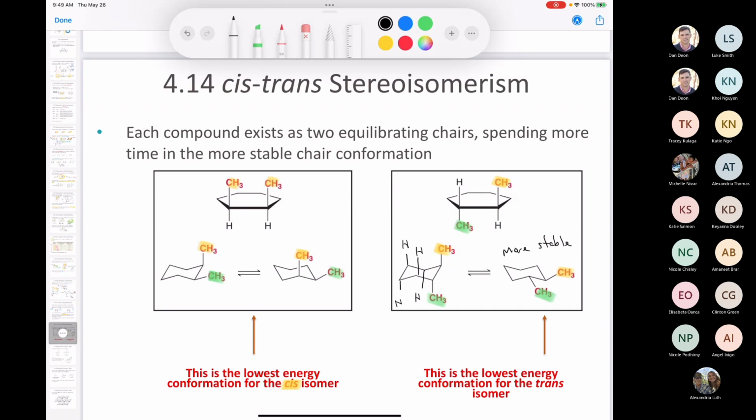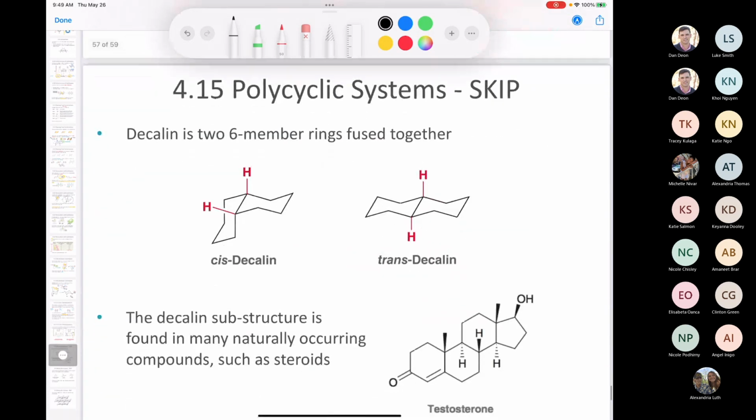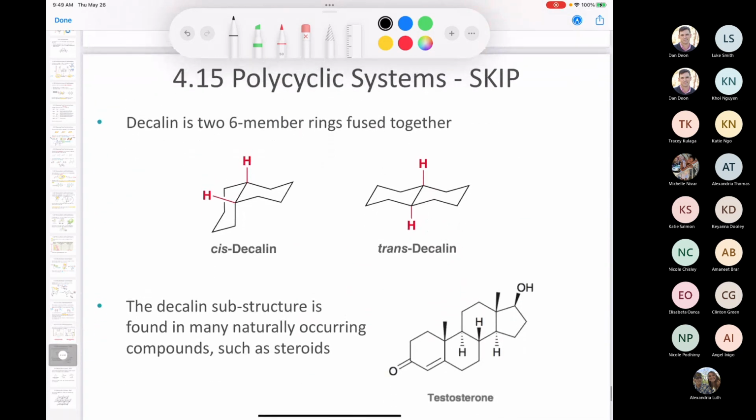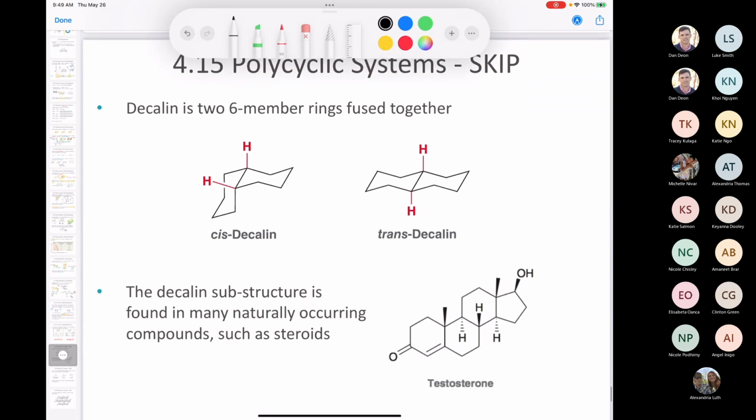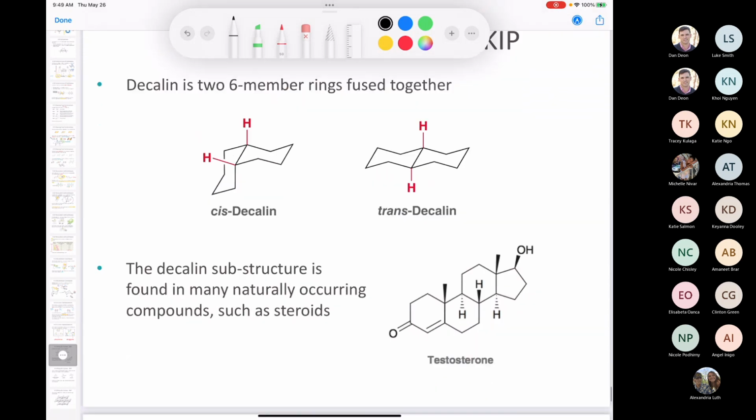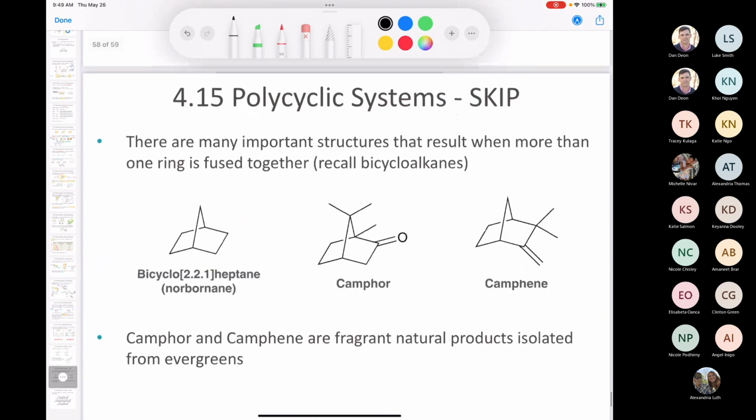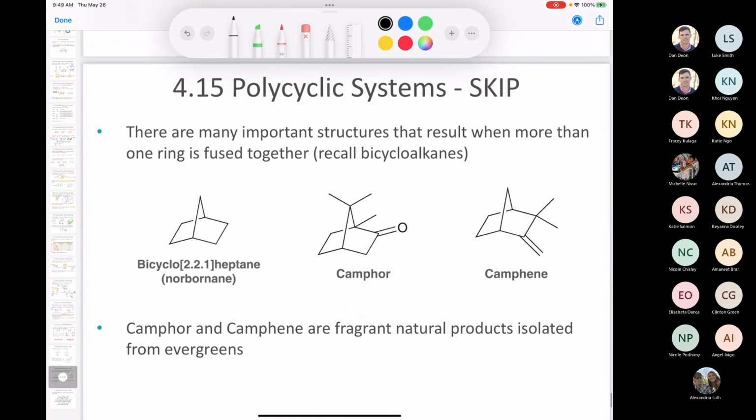With all that in mind, I'll just show you the last section, which deals with polycyclic systems, namely decalins, which are found in things like testosterone and cholesterol, and any kind of steroid. We don't cover this section. It's not covered on your final exam or the quiz or anything, but I would recommend taking a look at it if you want to.